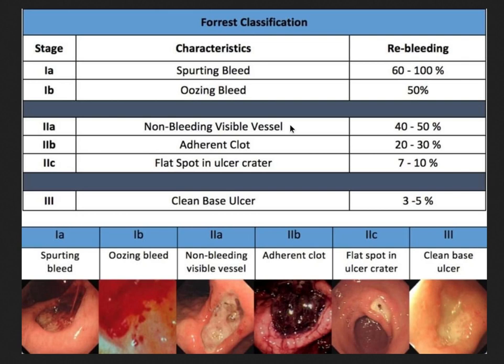So, a quick recap: a spurting bleed has 60 to 100%, oozing is 50, visible vessel is about 40 to 50, a clot 20 to 30, flat spot 7 to 10, and a clean base is 3 to 5. Remember, Forrest 1 and 2A and B are high risk. Treat endoscopically. 2C and 3 are low risk. Treat with PPI and observation. If you're studying for Step 3 or rounding as a fellow, mastering the Forrest classification will help you triage bleeds more confidently, coordinate with GI, and anticipate who needs close monitoring.